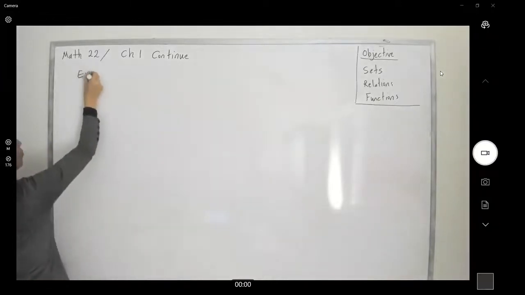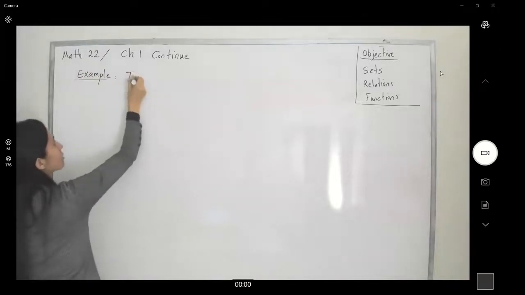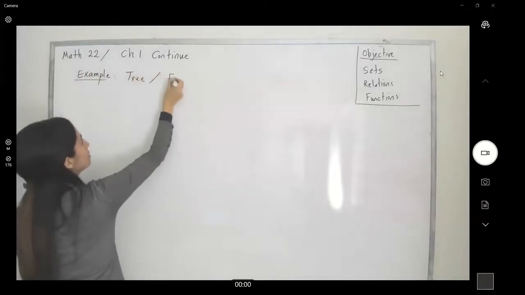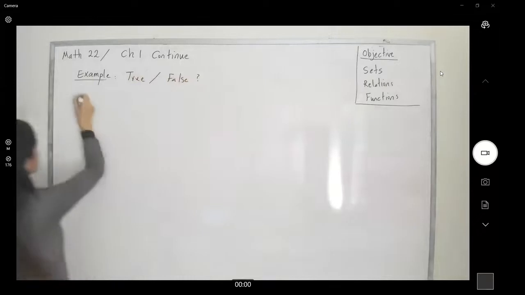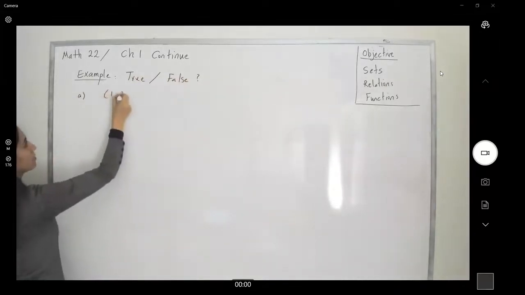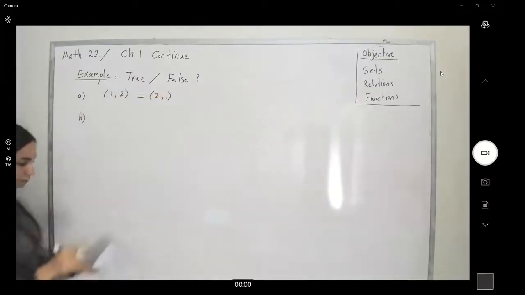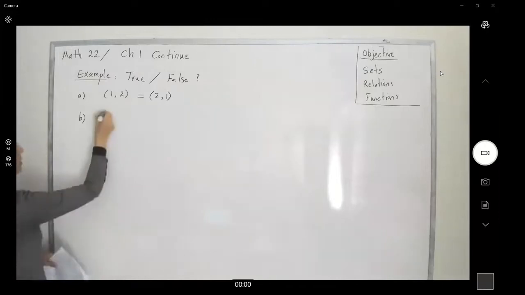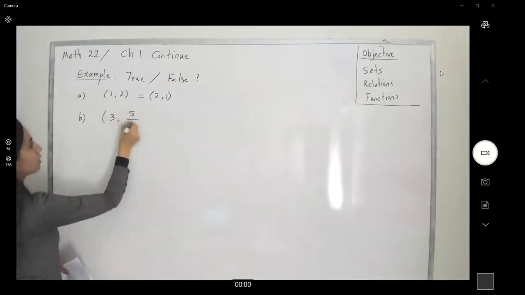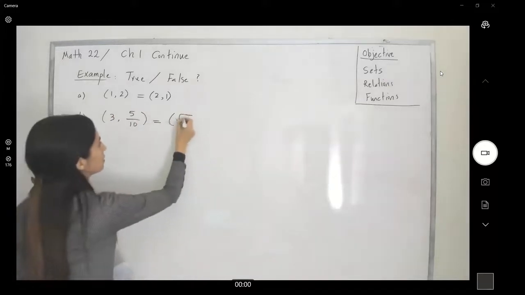Example, which one is true, which one is false? The first one says 1 and 2 is the same as 2 and 1. The second one says 3 and 5 over 10 is the same as square root of 9 and a half.